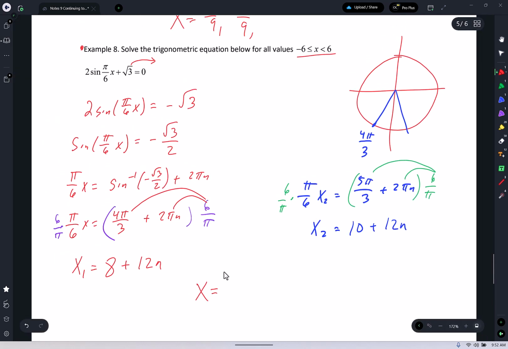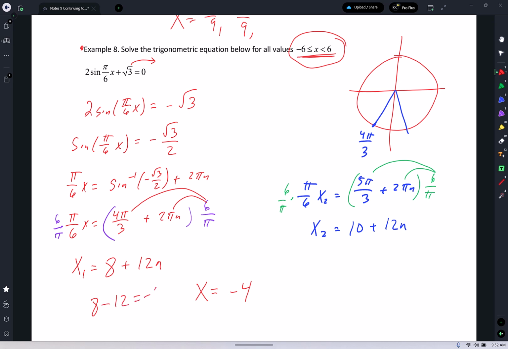Okay, look at the domain. Is 8 within that domain? Is 10 within that domain? But there are answers. Instead of adding 12, I could always subtract 12, because that's the period. What's 8 minus 12? Negative 4. Is negative 4 between negative 6 and 6? That's an answer. So I'm going to write it here so you guys can know how I did it. 8 minus 12, negative 4. Yep. 10 minus 12, negative 2. So those are my two answers right there. Do you see how we did it, guys?